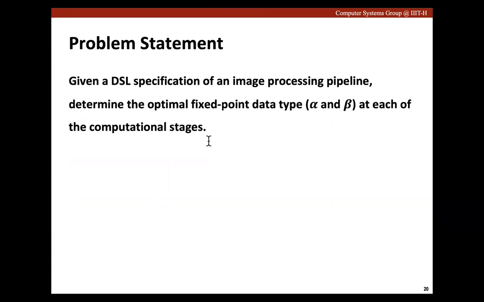So the bit width optimization problem, this is the problem statement: given a DSL specification of an image processing pipeline, how do we determine the optimal fixed point data types at each of the computational stages?